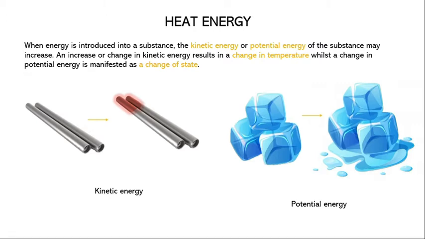Now, for instance, if we have a change in the kinetic energy of the body, it results in a change in temperature of that particular body, but not a change in the physical state of the body. But any change in potential energy is manifested by a change in the physical state of the body. So let's look at these two examples over here. Like I said, an increase or change in kinetic energy results in a change in temperature.